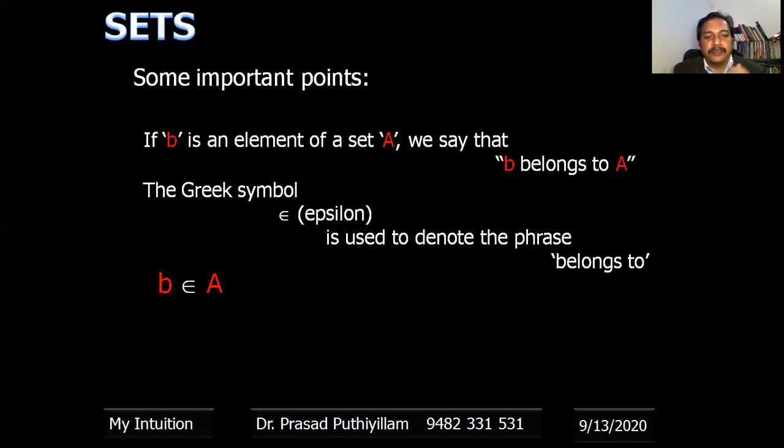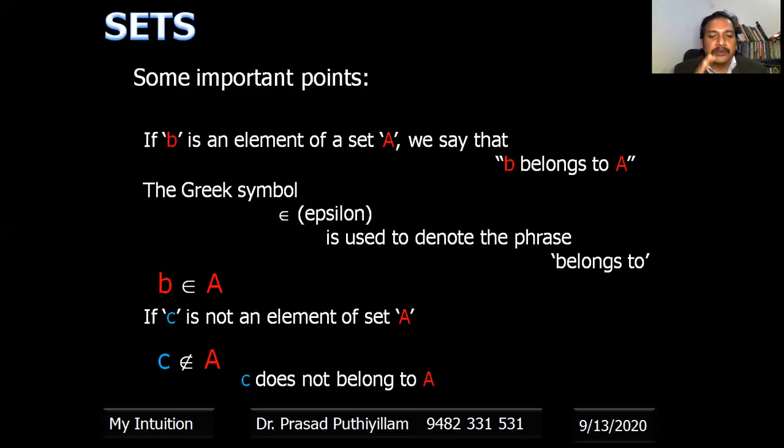If a particular element c is not in set A, then we use the crossed epsilon. So c crossed epsilon A means c does not belong to A. This is the method we use to say whether a particular element, object or member belongs or does not belong to a particular set.